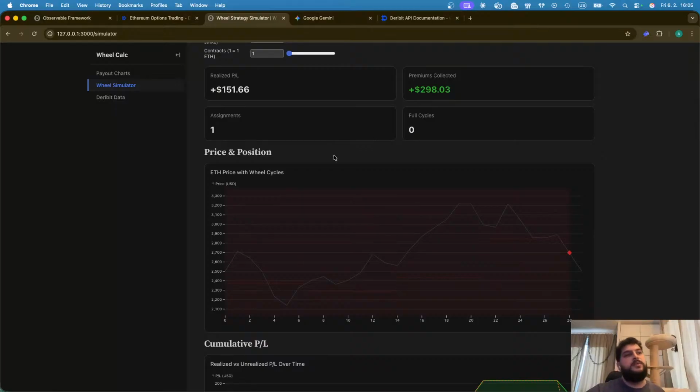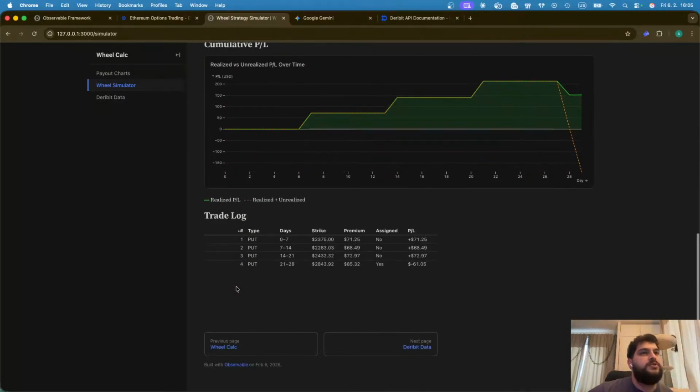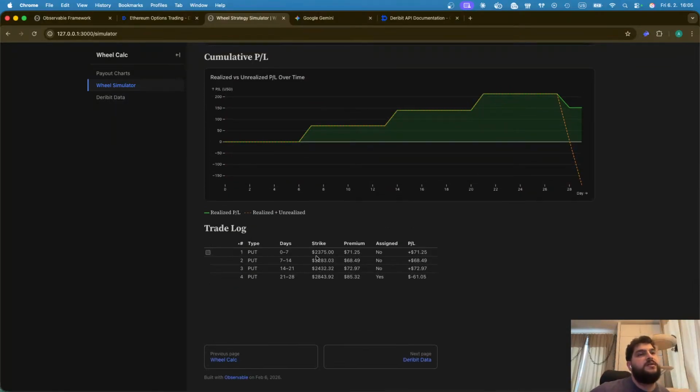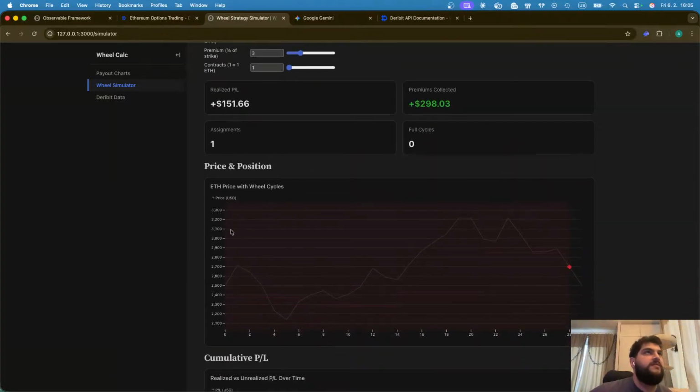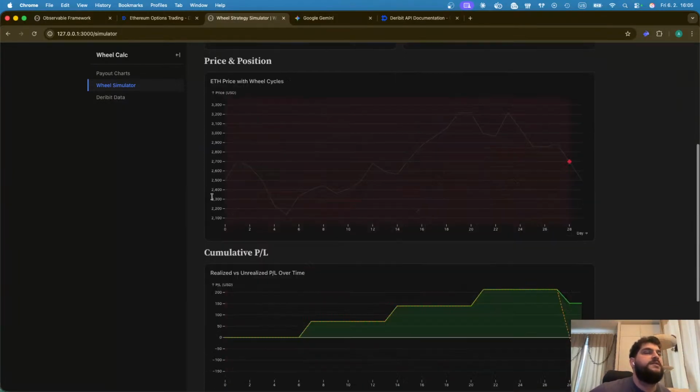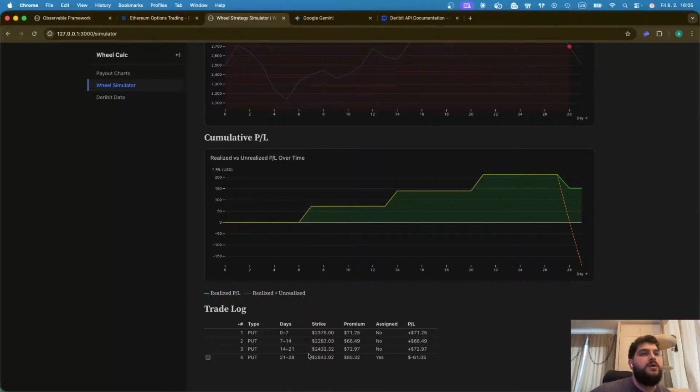Okay, so you can see here we purchased the first one with a strike 2375, and the current price was 2500, so it started up. It got one below for premium 71. Yeah, this is all nonsense, so it doesn't make any sense now, but we will make it sensible at the end.